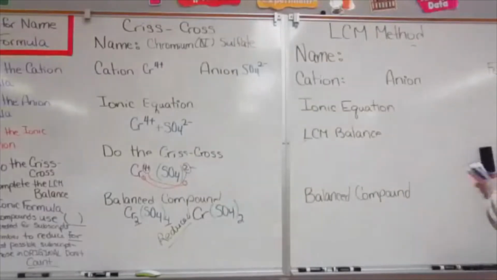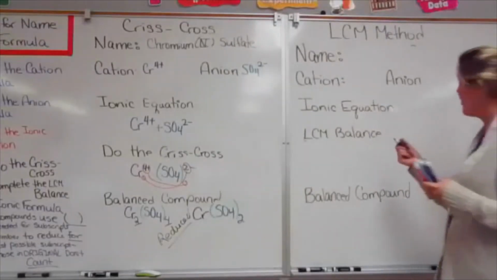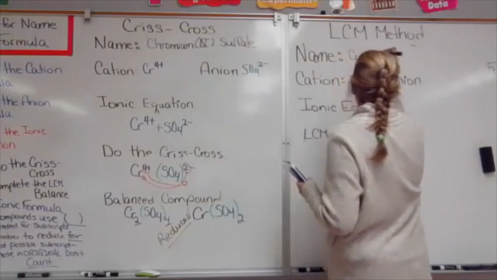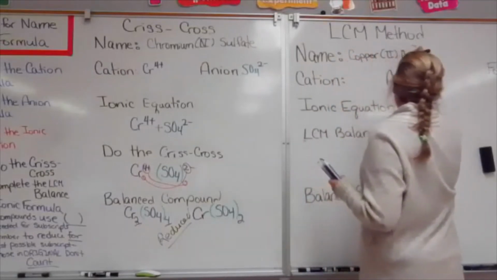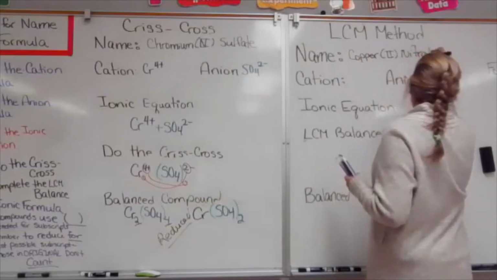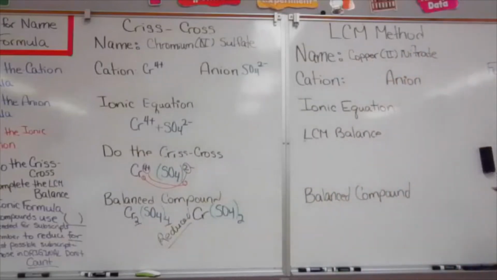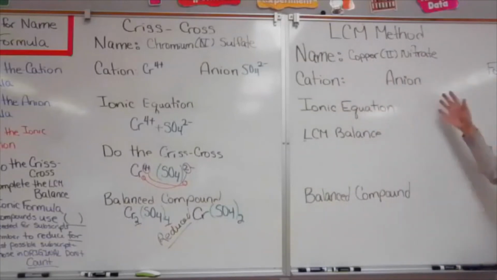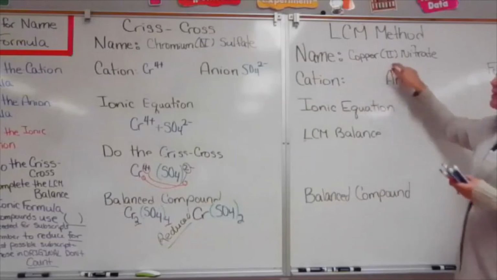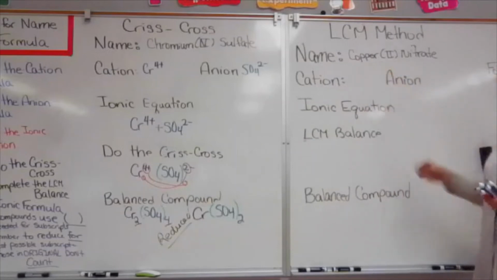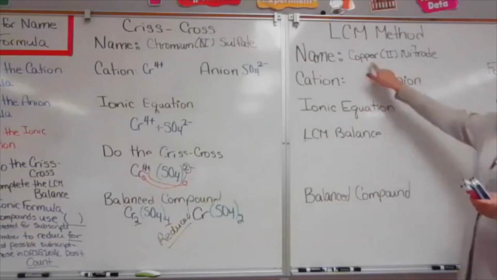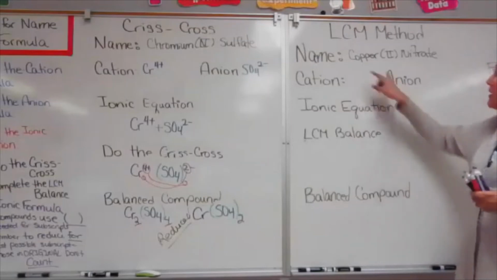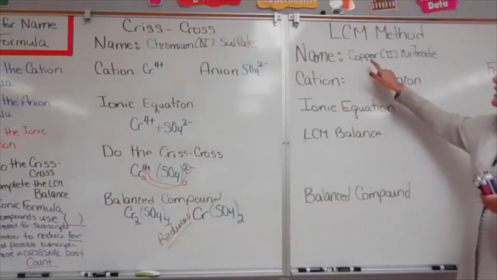Okay, we're going to do one last example of the LCM method, and that's going to be copper(II) nitrate. The first thing that we're going to do, like always, is separate our cation from our anion. So we look at copper(II) nitrate, and we see that copper(II) is written first, so that has to be our cation. But if I didn't understand it that way, we could look up copper on the periodic table and realize it's in the transition metals, and metals are always cations.